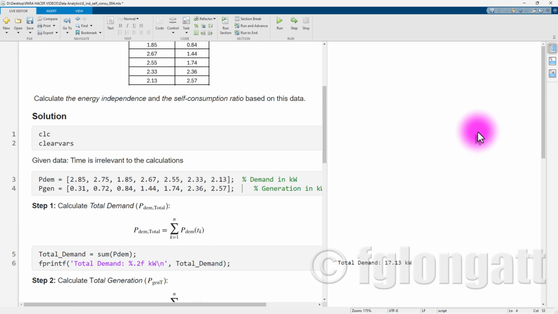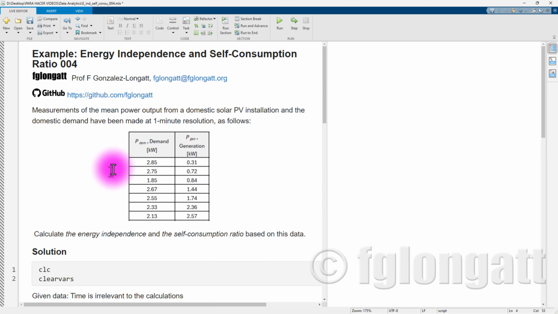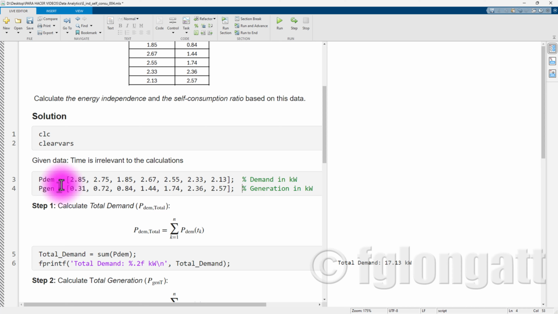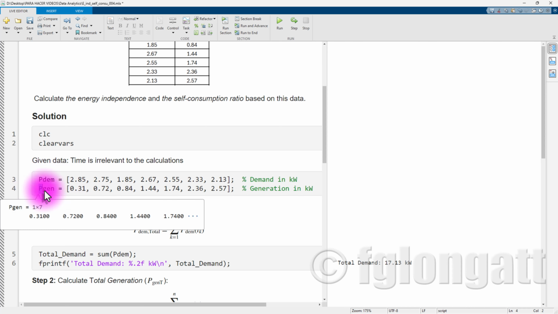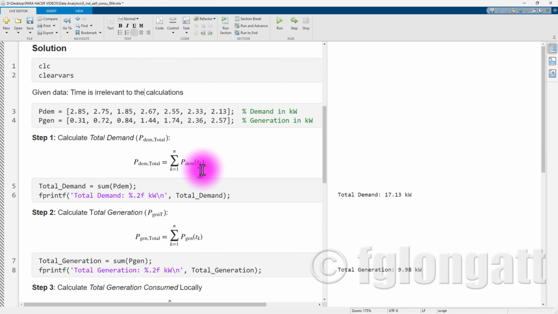So the first step over here is that we need to define the input data. We know the power demand. We know the power generation. Time is not relevant for this calculation, so we are creating a vector for the first column, that is the power demand, and a vector for the second column with all the numerical values for the power generation.